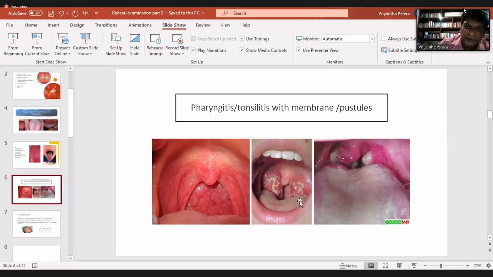And there is a membrane-like thing over the tonsil. This is commonly found in this condition. The infection is caused by a virus. It causes tonsillitis with a white membrane, a pseudo membrane over the tonsil.